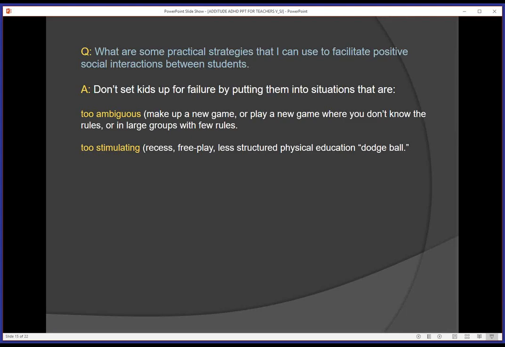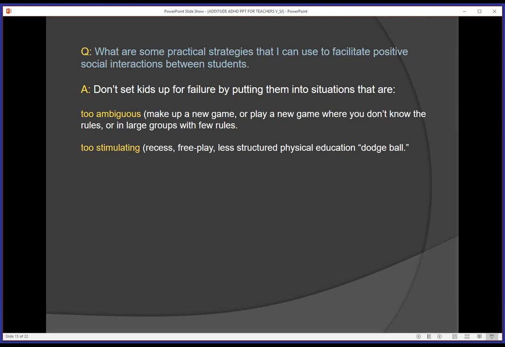Free play during the classroom, if you have it. I like to believe that you have some time for free play in the classroom, with all the demands that are placed on teachers and kids today. But if there is free play, that's a time that's both anxiety producing because it's too stimulating and also ambiguous, especially for kids who have social misperception difficulties.